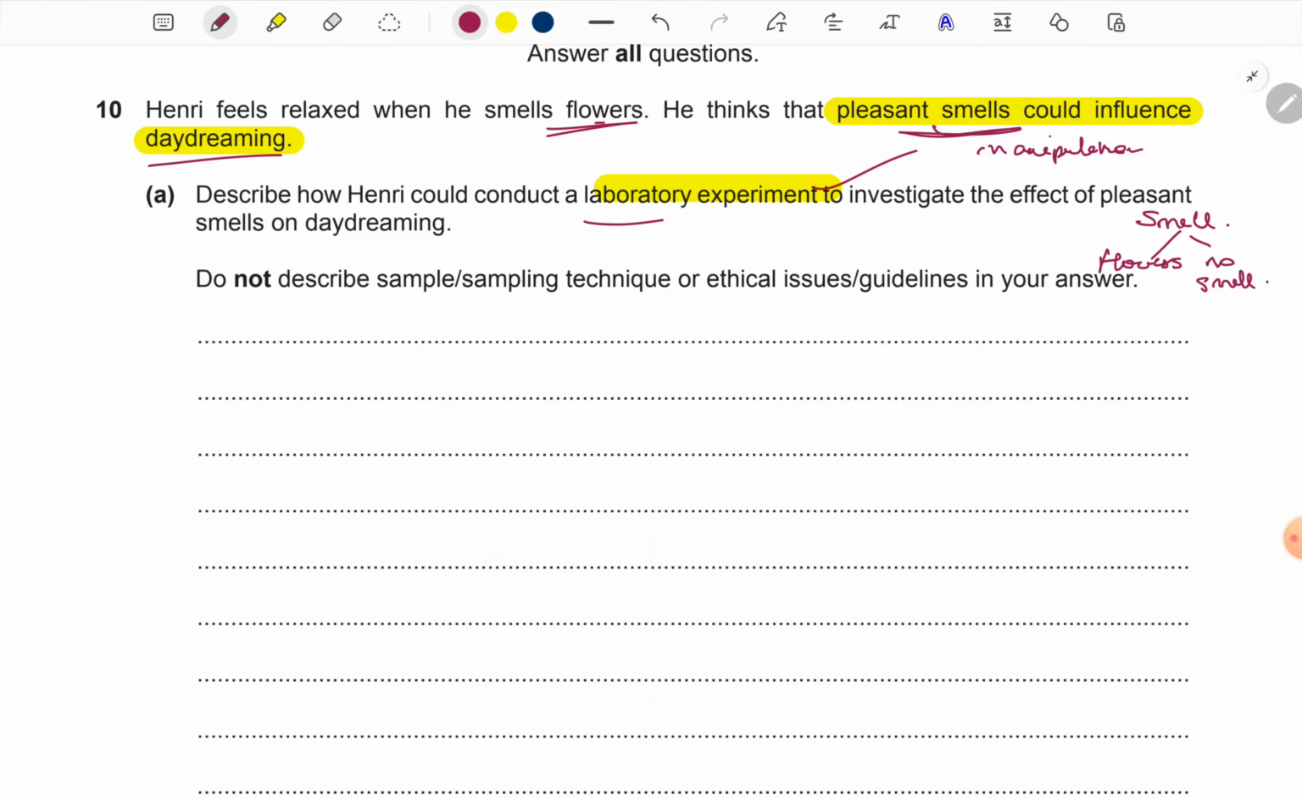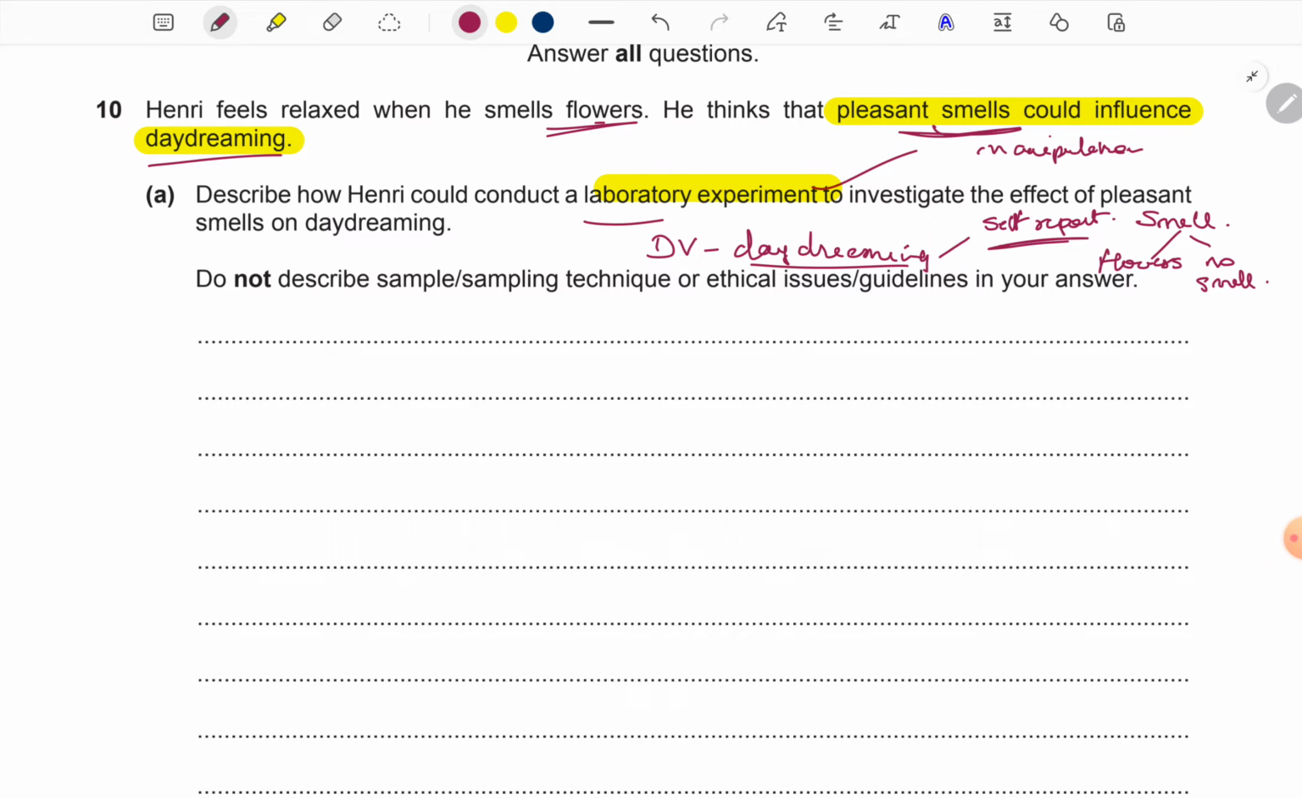The DV is daydreaming. Now, it's not absolutely necessary, but it is understood that you will have to operationalize the DV somehow. Even if you don't write explicitly, this is how I'm operationalizing, it is expected. Somewhere you will have to mention in the procedure how you're measuring the DV. That's a very key point. So when I'm planning, I like to think about it: how will I know whether participants are daydreaming? How can I find out? I think self-report is best, according to me.